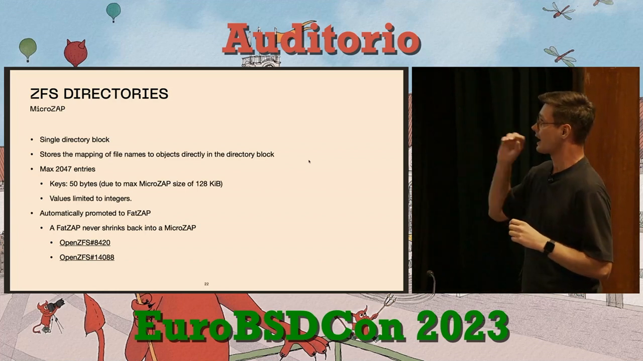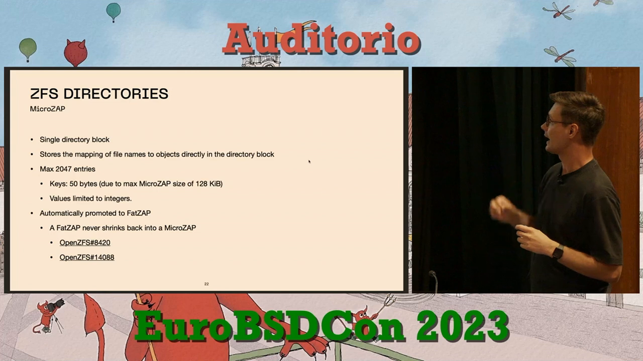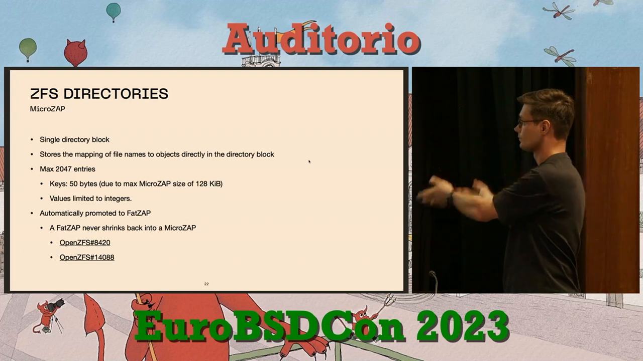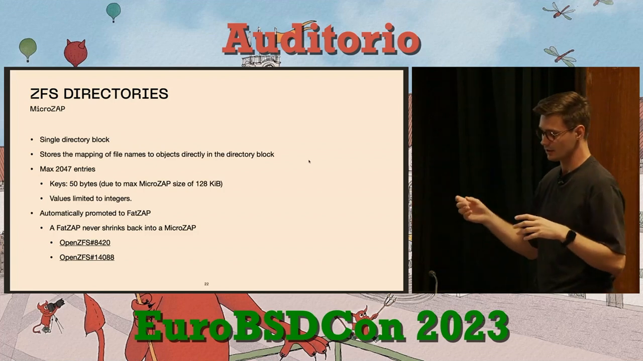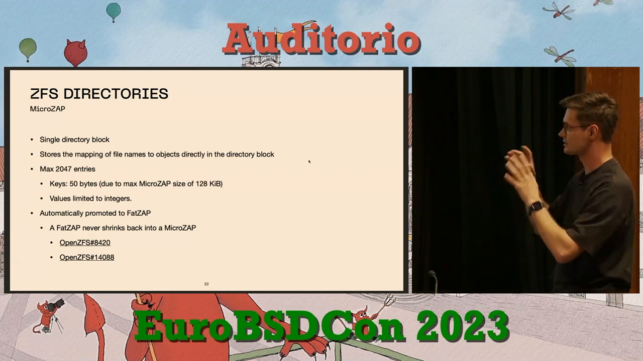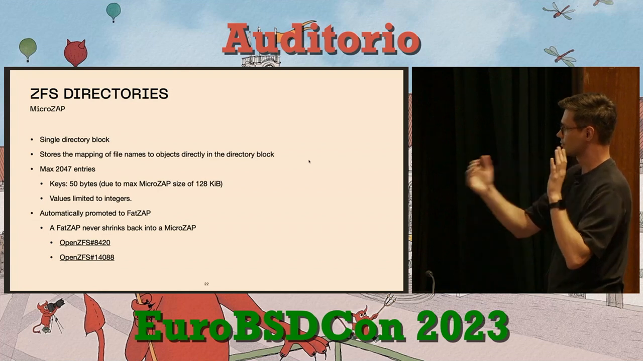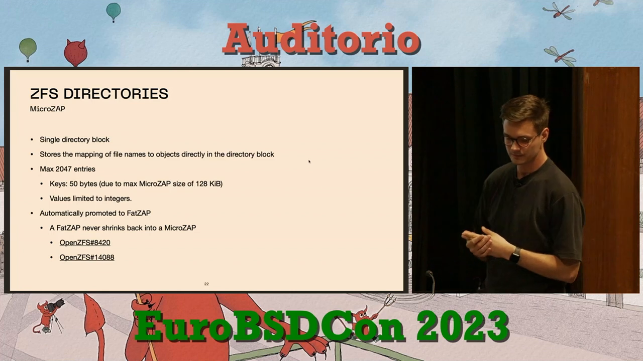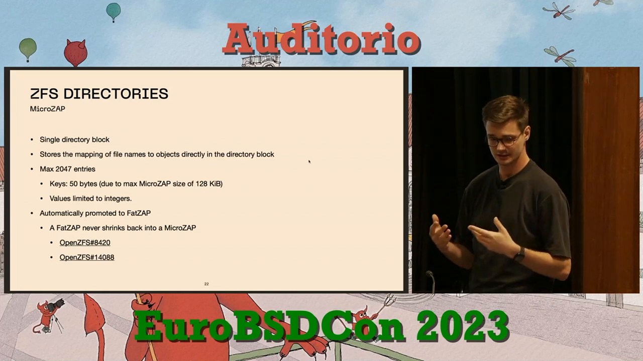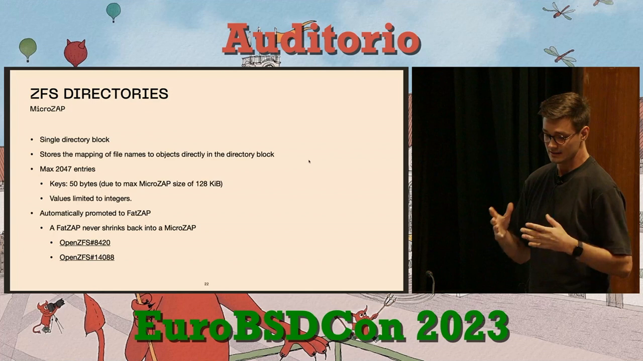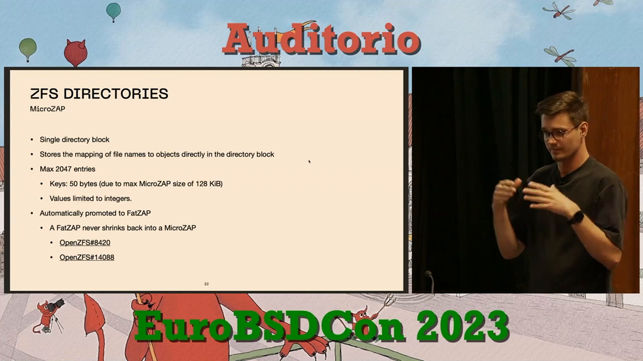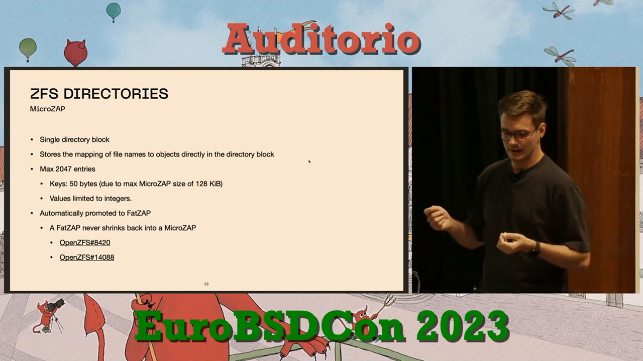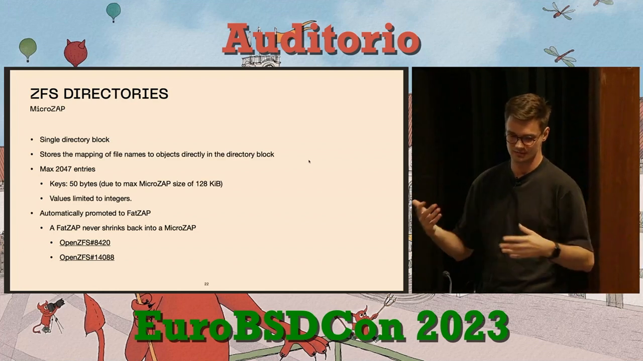A microzap is just a single block, and it stores the mapping of file names to objects. So you cannot really store complicated things there. It's just strings to some IDs. It can only hold a maximum of 2,047 entries by default, and the keys are limited to 50 bytes. So if your file names are longer, you won't be able to use a microzap. And values are limited to integers, but that's obvious.